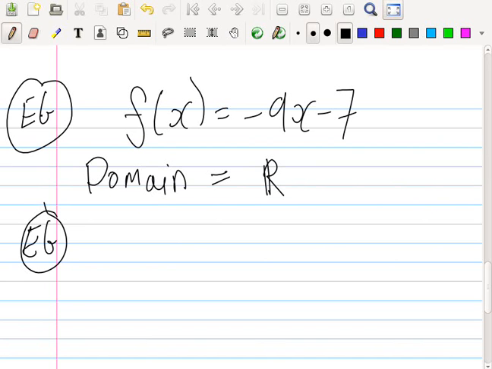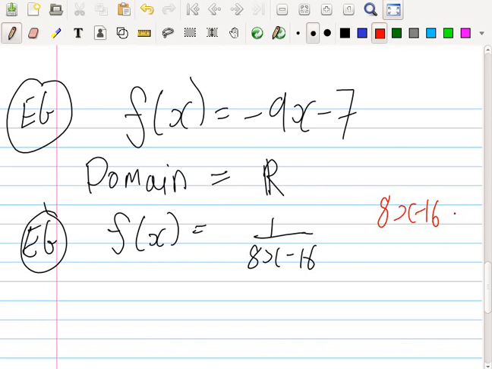Let's look at an example where that is not the case. So what about this function? f of x equals 1 over 8x minus 16. Now this is different. I cannot put all real numbers into this. What am I excluded from? 2. Why? Yeah, because you don't want this equal to 0. That's a problem. So you can't have x equal to 2.